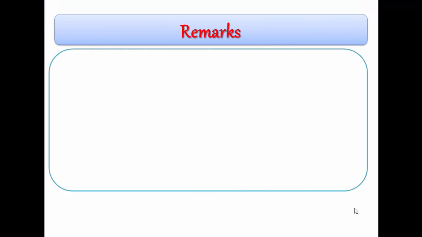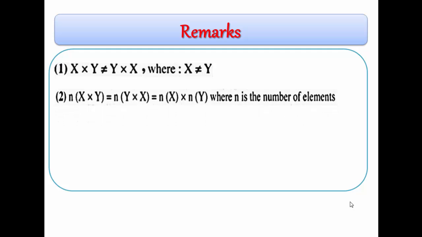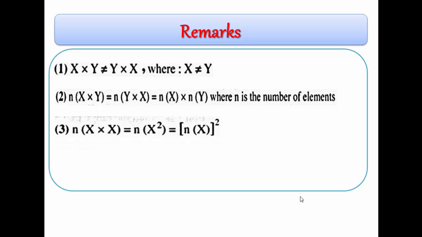Remarks. The first one: x multiply y is not equal to y multiply x, where x is not equal to y. Number 2: the number of elements of x multiply y equals the number of y multiply x equals n(x) multiply n(y), where n is the number of elements. Number 3: n(x multiply x) equals n(x) power 2, equals open bracket n(x) close bracket all power 2. And the last remark: x multiplied by phi equals phi multiplied by x equals phi.